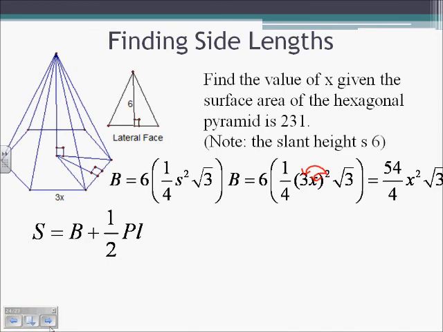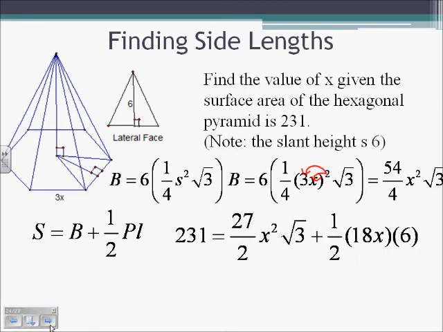And then we know our surface area equals the area of the base plus 1/2 the perimeter times our slant height. They tell us that the surface area is 231. That's going to equal the area of our base, which is 27 over 2 times x squared times the square root of 3, plus 1/2 of our perimeter. Our perimeter is going to be our 3x times 6 because there's 6 sides, so it's 18x, times our slant height, which we're told is 6.